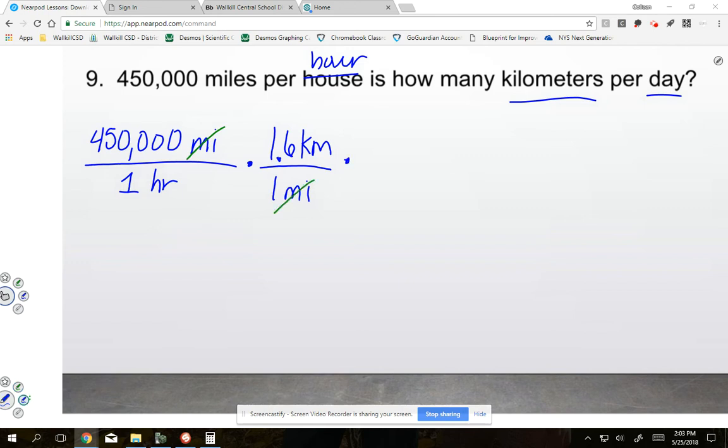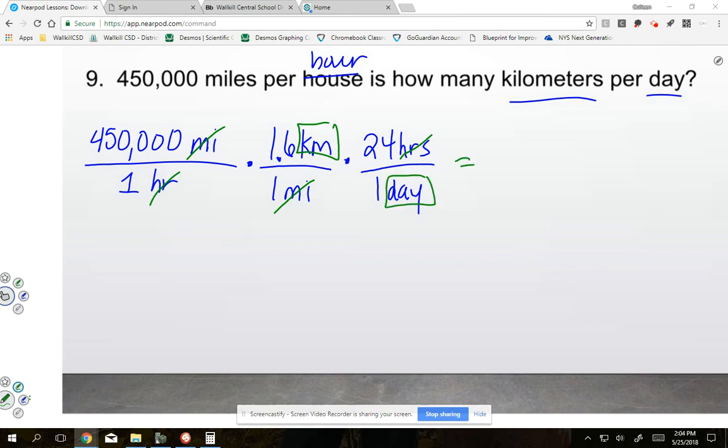Times. Now I need to change hours to days. There's only one conversion. Claire. How many hours are in a day? 24. 24 hours over 1 day. And then my hours cancel. We're left with kilometers per day.